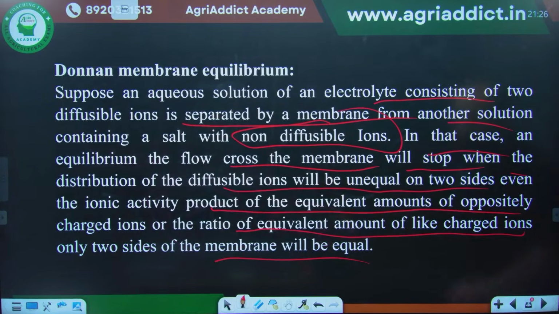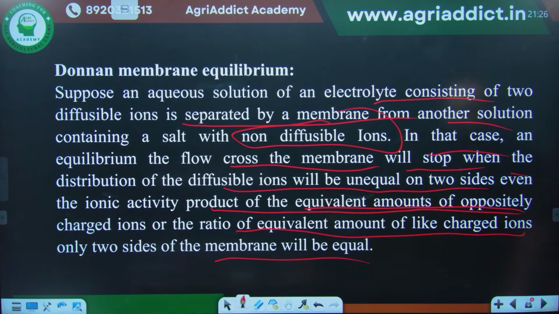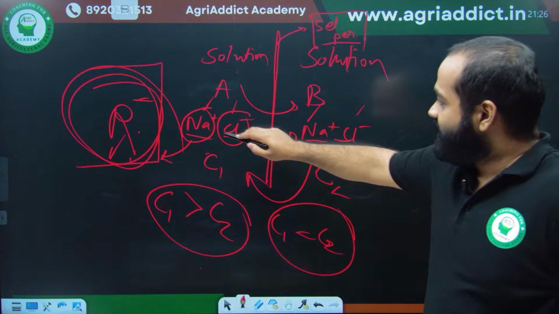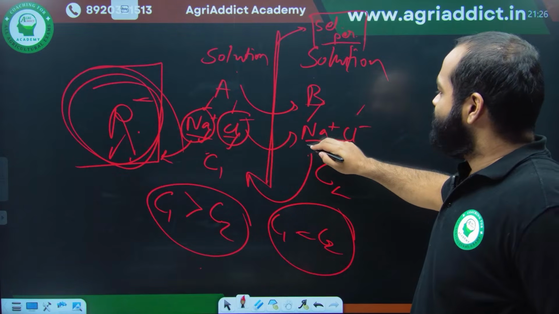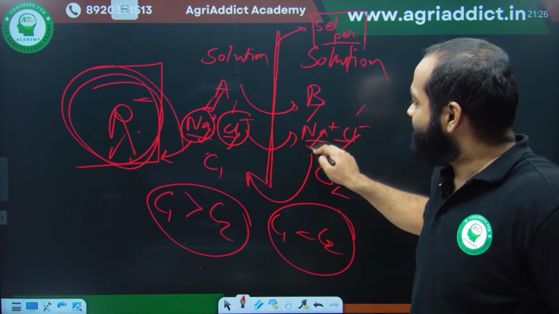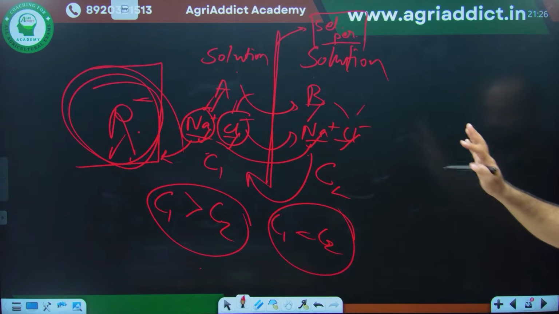But what will be equal? That you can see. The ionic activity product of the equivalent amounts of oppositely charged ions, that is, the activity of this times this will be equal to the activity of this times this, and the ratio of the activity of this by this will be equal to this by this. You can read that, not a problem, but this is the basic funda. All right.